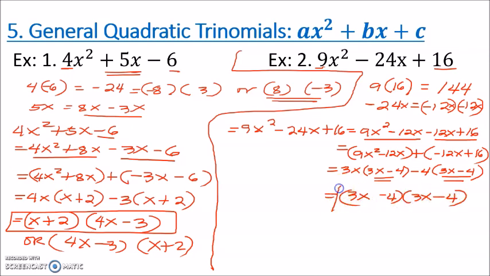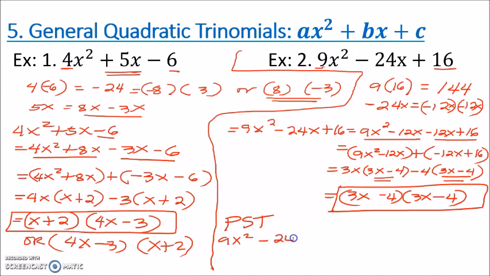Oh, we actually have a perfect square trinomial. Or another way of factoring this 9x squared minus 24x plus 16 is considering it as a perfect square trinomial or yung tinatawag nating PST. Okay, perfect square trinomial. Bakit? Kasi, let's write it here, 9x squared minus 24x plus 16. Yung 9x squared, it's a perfect square kasi square root of 9 is 3. Square root ng x squared is x. Okay, so this is a perfect square.